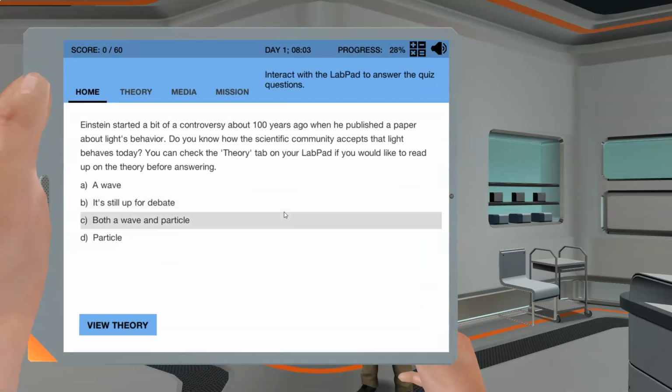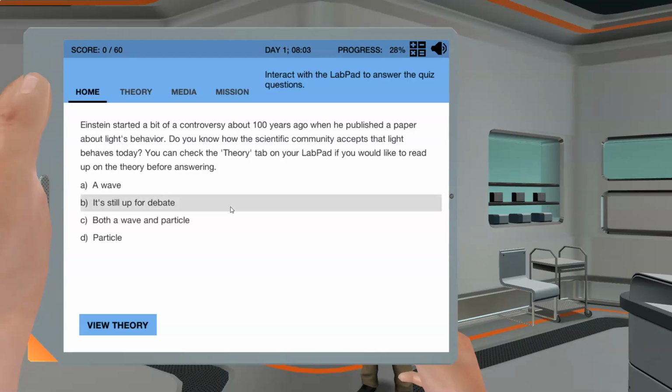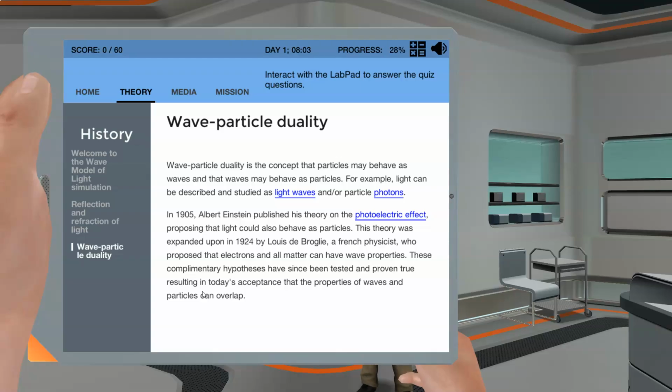Einstein started a bit of a controversy about 100 years ago when he published a paper about light's behavior. Do you know how the scientific community accepts that light behaves today? You can check the Theory tab on your lab pad if you would like to read up on the theory before answering.